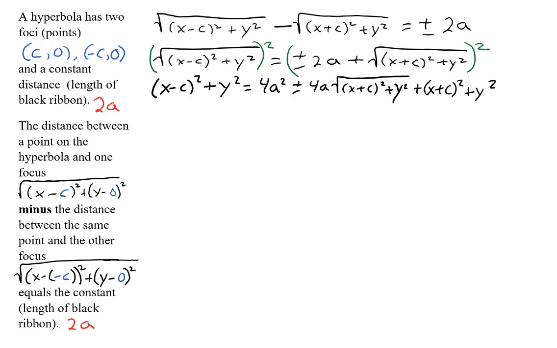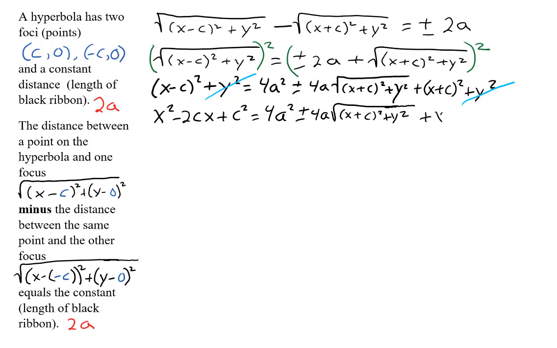This gives us a y squared on both sides of the equal sign. We can subtract that out. And then we multiply out the squares: x minus c squared on the left side, and then on the right side, x plus c squared. This gives us some more things we can subtract out. We can subtract x squared from both sides. We can subtract c squared from both sides.